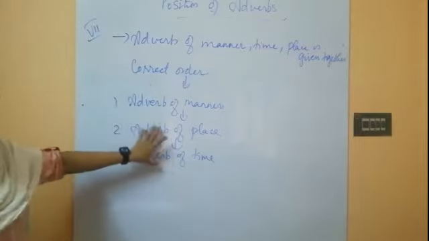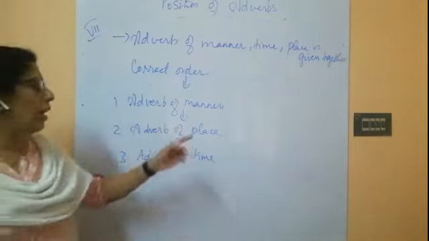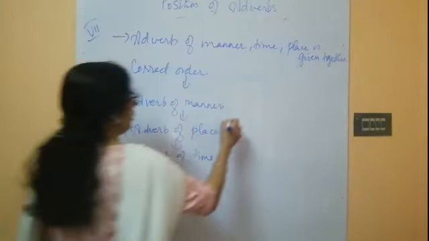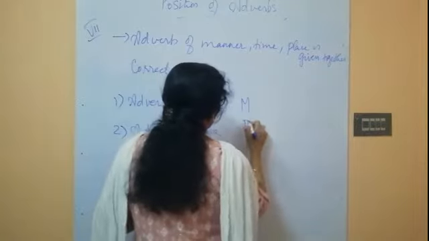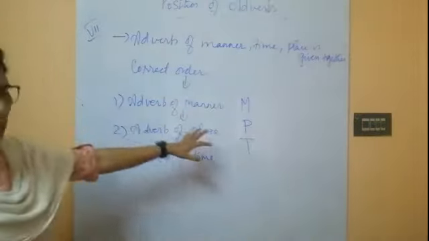If these 3 are given in a sentence, and if you are asked to arrange that in correct order, you have to place, this should be first, this should be second, and this should be third. So instead of MPP, it should be MPT. MPT order, manner, place and time.